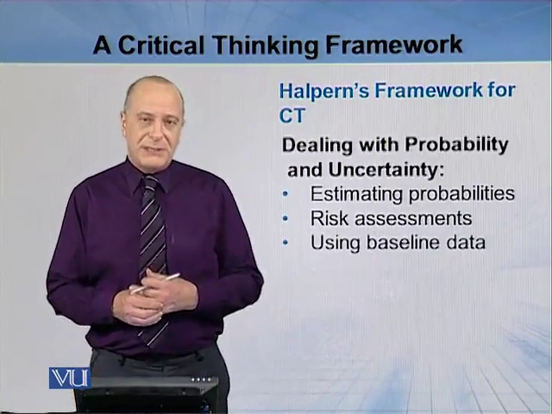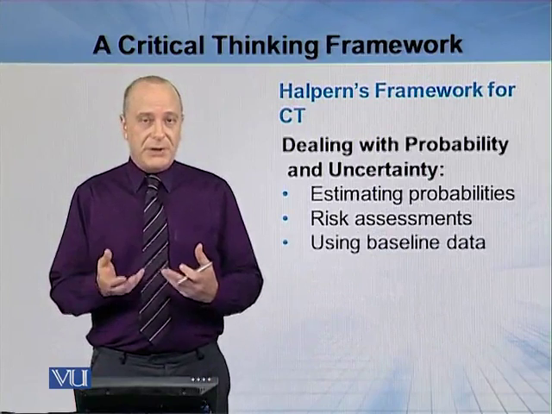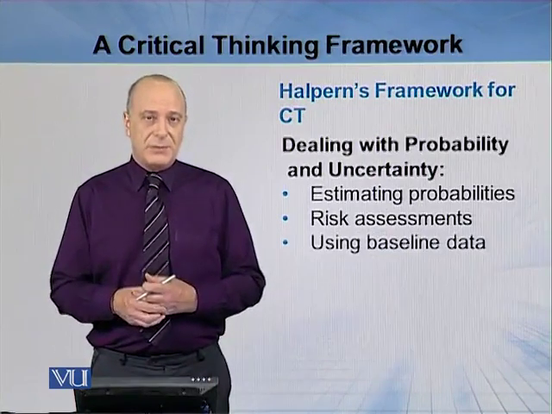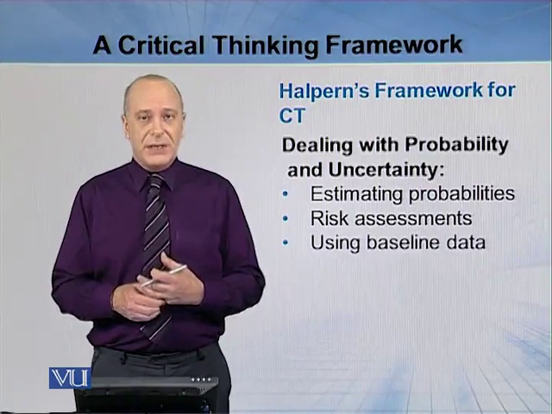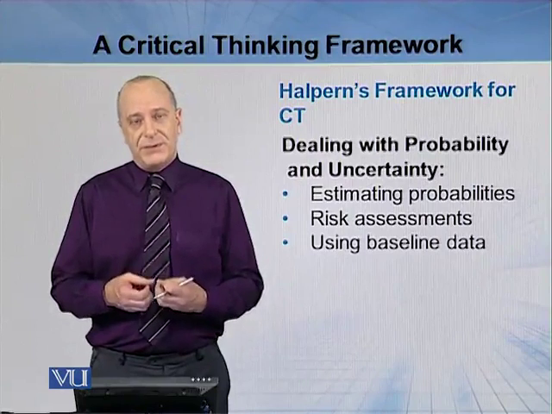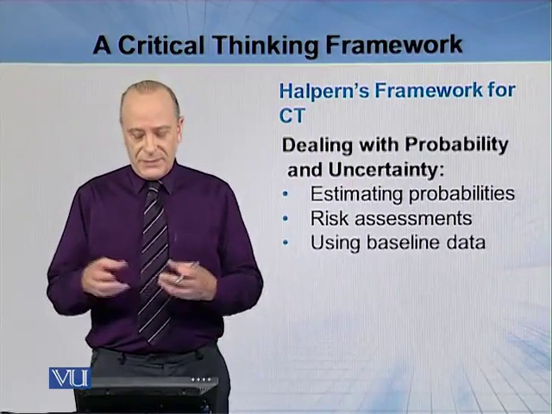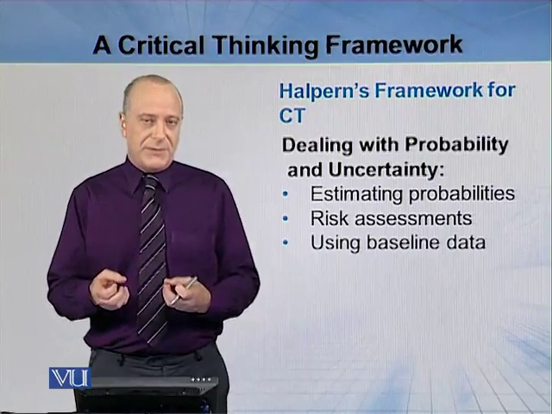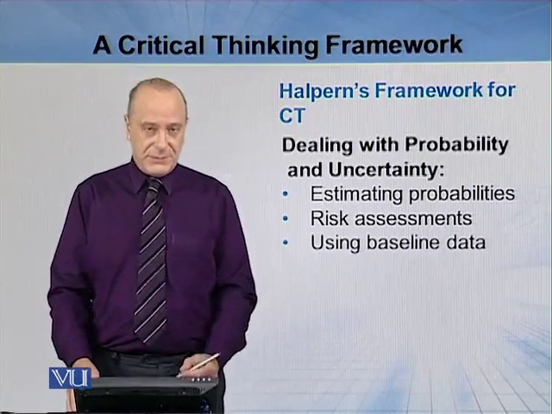Dealing with probability and uncertainty, part of taking risk is assuming that there will be some results which are not what we anticipate, and therefore we need to deal with those unanticipated results. So there is a certain degree of dealing with uncertainty that the critical thinker needs to be able to do.